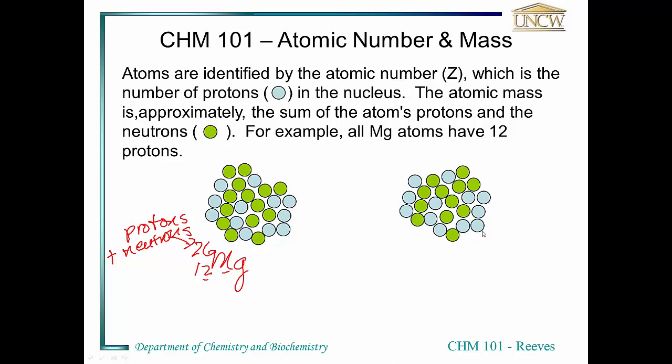14 neutrons. Over here we have another magnesium atom, again with 12 protons, but this time it only has 12 neutrons. That's magnesium 24. So these two then represent isotopes of the element magnesium. Same atomic number, the number 12, which makes it magnesium, but different atomic masses.